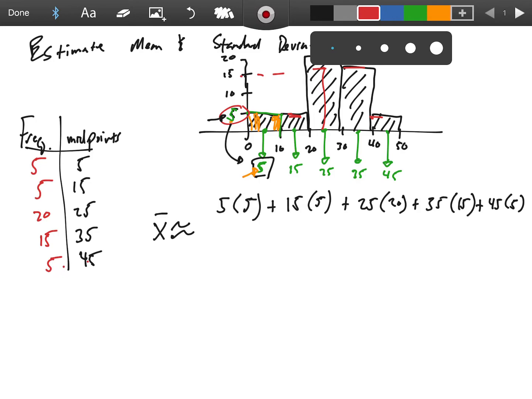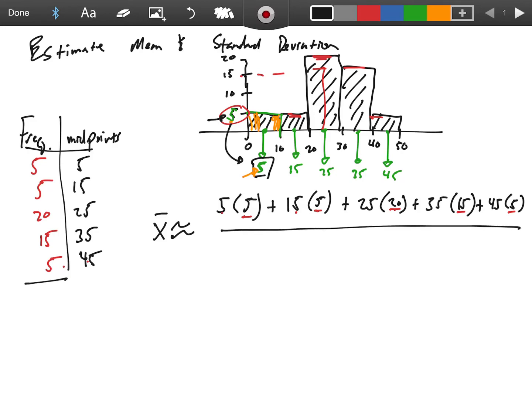These are my red numbers. These are those frequencies. This is how many of the things that I have. So I have 5 times 5, 5 times 15, 20 times 25. That's going to give me a total, and then I would divide that by the total number of things there are, and in this case, this adds up to 50. Get your calculators out, run the numbers in really carefully. When you do, you end up with 27 as an estimate of the mean. That's a nice and clean number, and it's something that we can definitely work with.